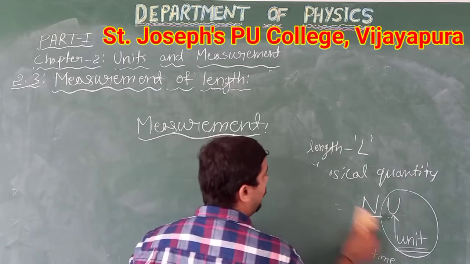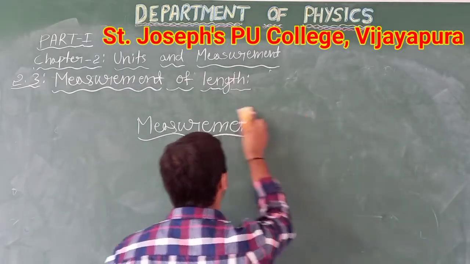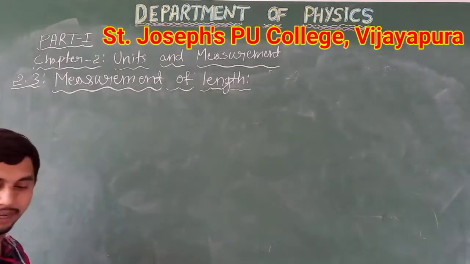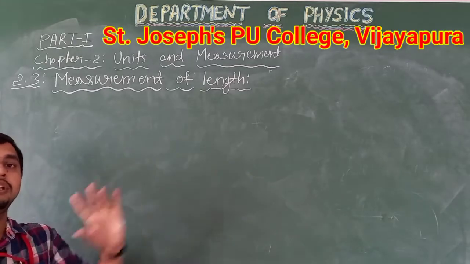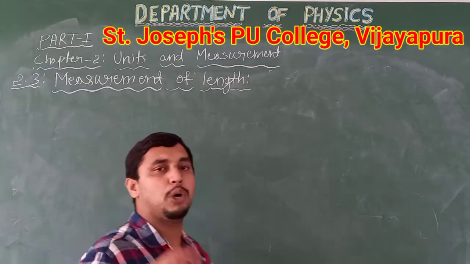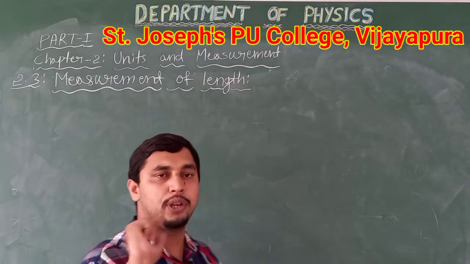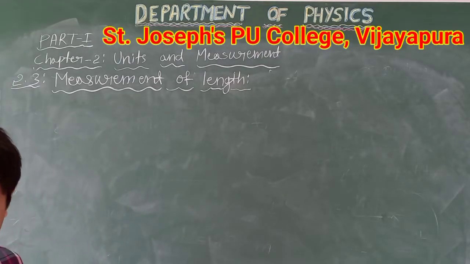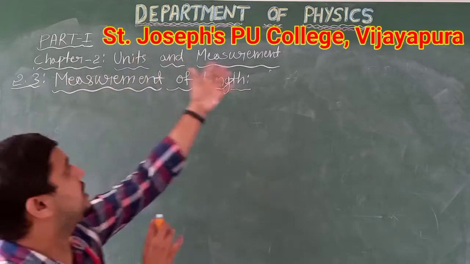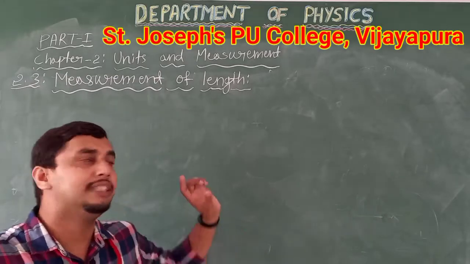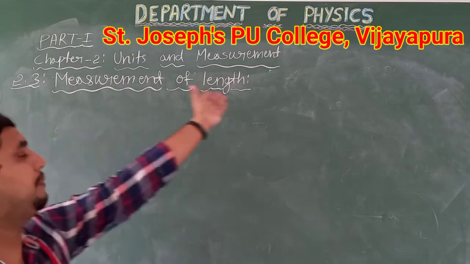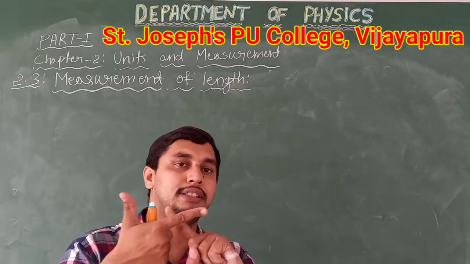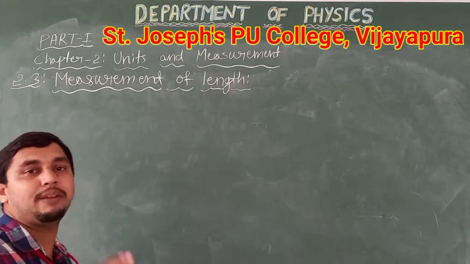Now we'll go for the measurement of length. Usually for the syllabus, the important ones are measurement of length, measurement of mass, and measurement of time. These three physical quantities are very important in mechanics. I hope you already know, I already mentioned that also. We already know about units and measurements. Now we'll go for the measurement of length, one by one: measurement of length, next measurement of mass, next measurement of time, like that.